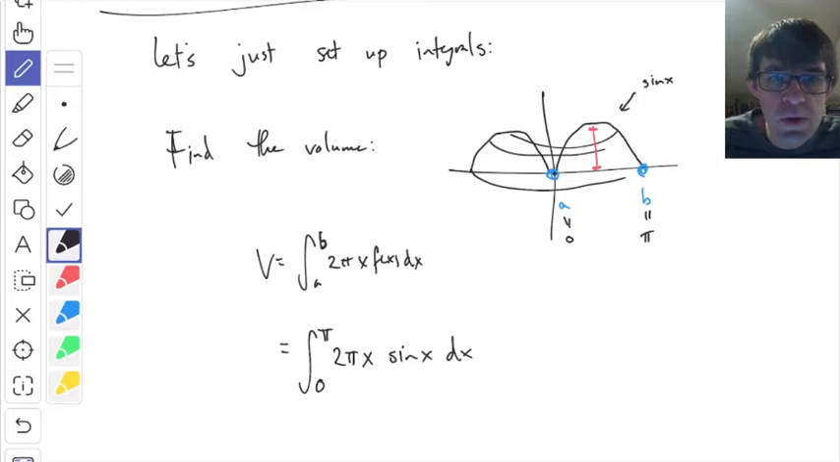Now this integral is hard to do. You can't do this integral using u substitution. You can do it with a trick called integration by parts, which you are going to do later on in the semester, but I think I'm just going to leave it at this. We set it up. This is a little bit of a tricky integral to do based on the tricks we have so far.